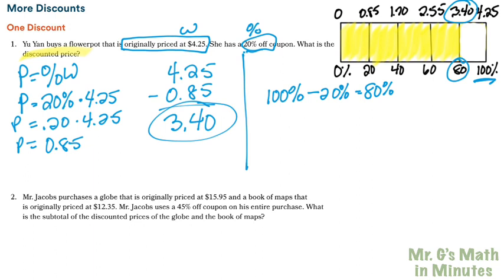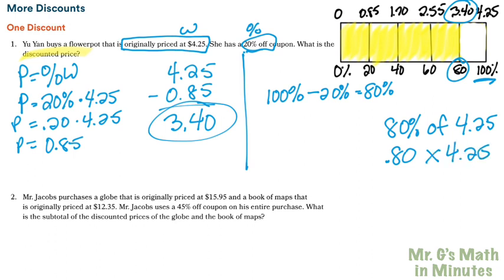So if we want to figure out what 80% of $4.25 is, we change our percent to a decimal. Of in math means multiplication. And when you multiply these out, 80% of $4.25 is equal to $3.40. Now that particular method, the second method, only works when you're talking about the discounted price. So when you see discounted price, you have to decide whether you need to use 20% or you have to use 80%. You're going to have problems that look like that, and you have to decide which part you need to use.